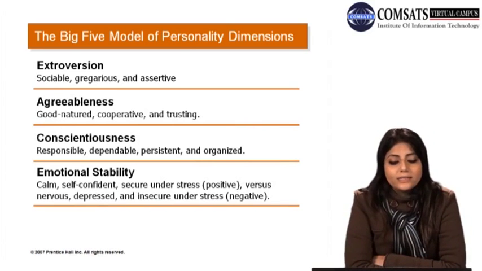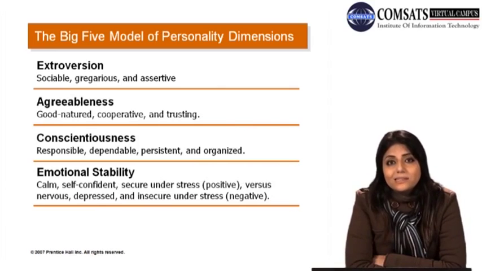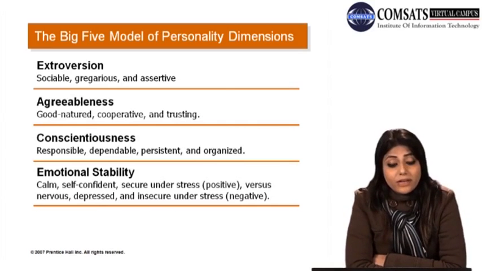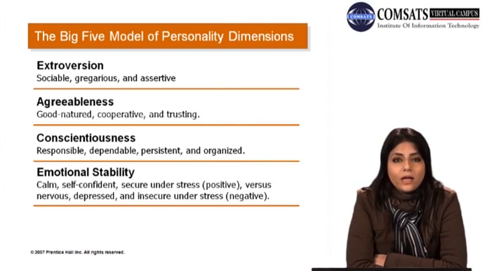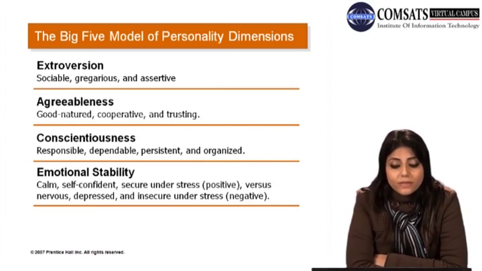Extroversion, as I told you earlier, is the sociable, gregarious and assertive behavior of individuals. Then agreeableness is the good nature of the individual. They are cooperative and trusting, right? So in agreeableness, the individuals are more friendly and more cooperative towards others. Conscientiousness is for individuals who are more dependable, more responsible, more persistent, more dutiful, and more organized, right?